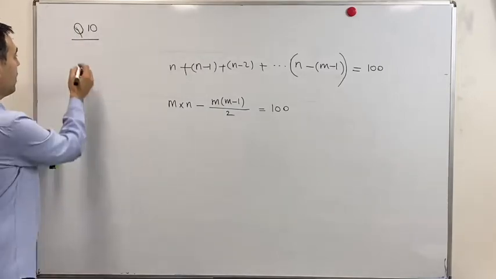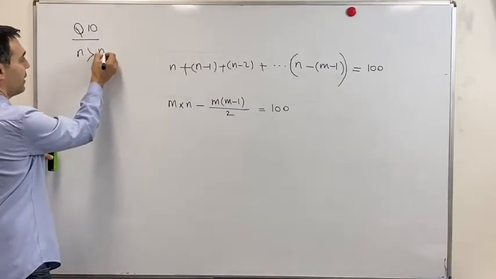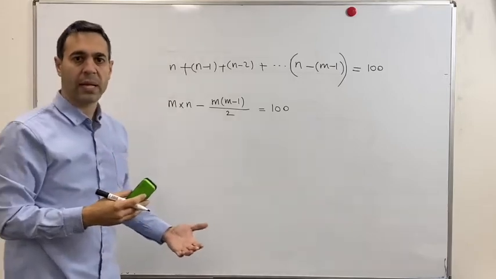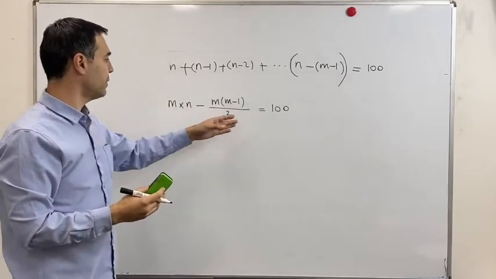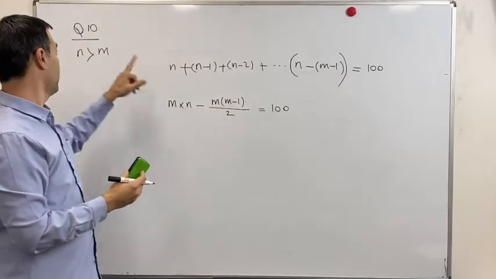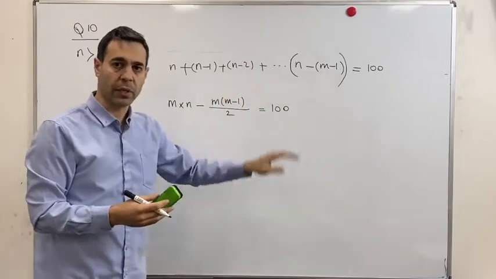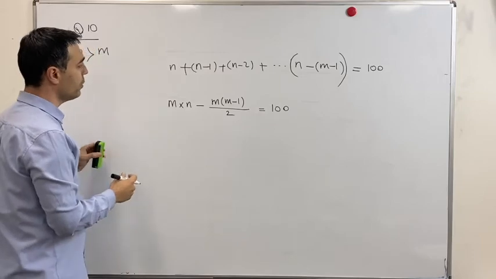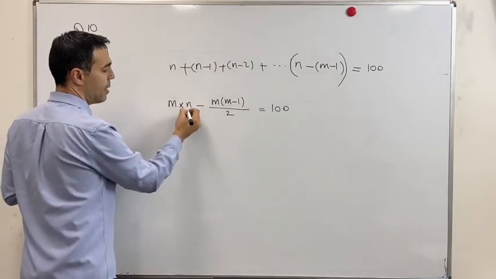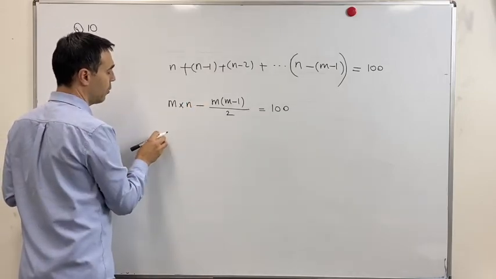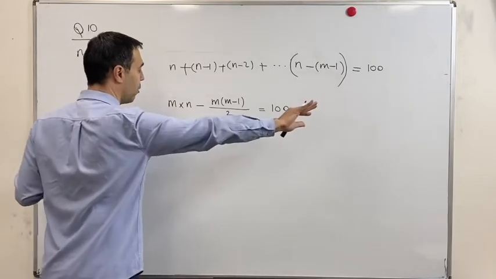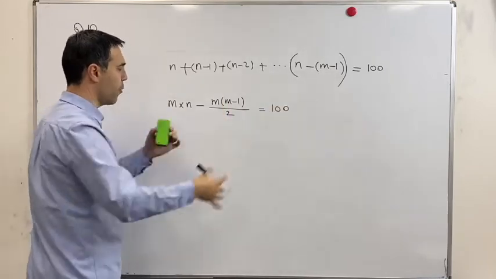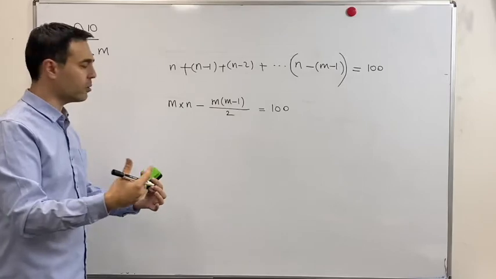Now keep that in mind, that question says n must be more than m. We are able to get some solutions in which m is more than n. We have to ignore them. So we want to solve this. Now what I will do, I'll try to find n. So I try to keep n on one side, move all other variables to the other side, rearrange it, and then see how I can solve it.